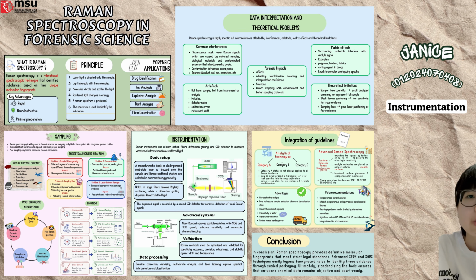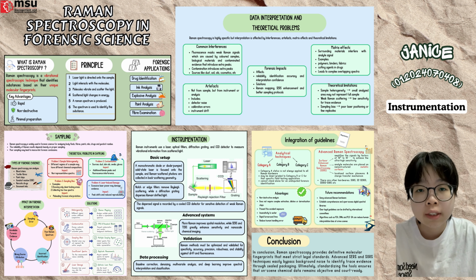At the same time, notch filters are used to suppress the strong Rayleigh scattered light, which would otherwise interfere with the Raman spectrum. The signal is then detected by a cooled CCD detector because Raman signals are naturally very weak and require low noise, highly sensitive detection.